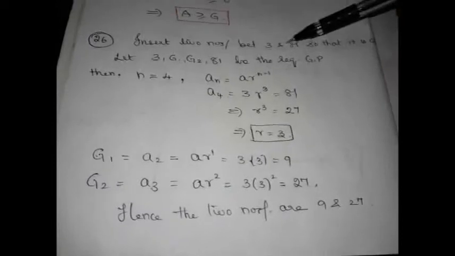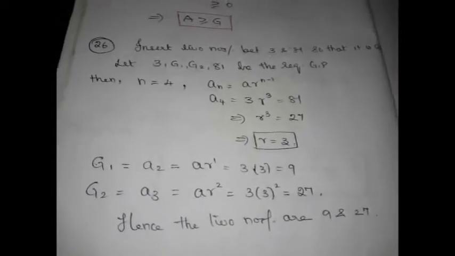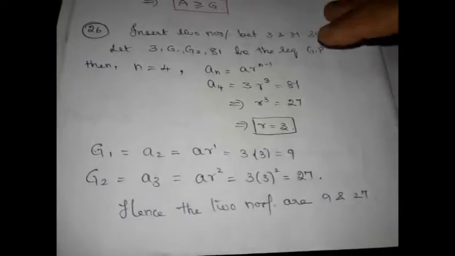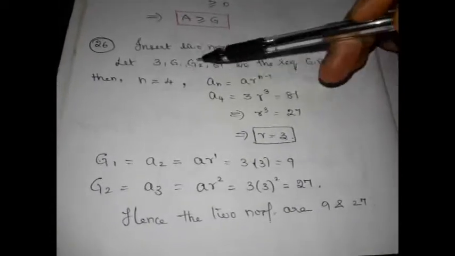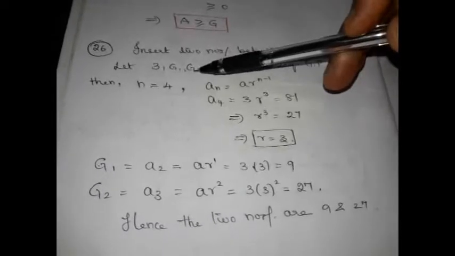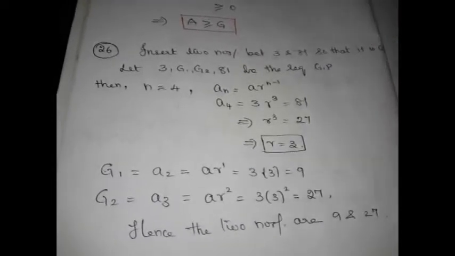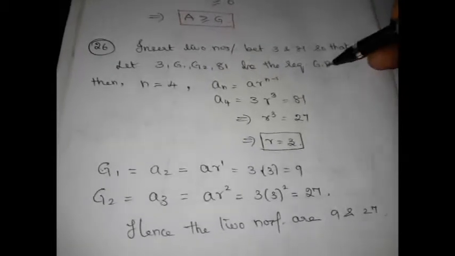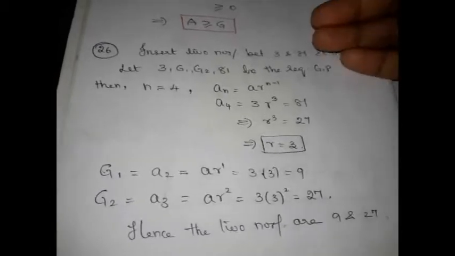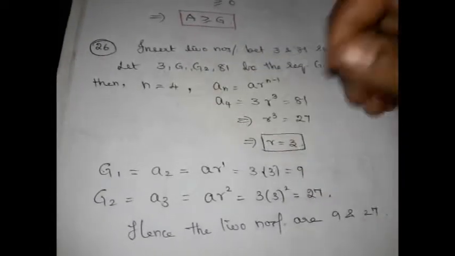The next problem is: insert two numbers between 3 and 81 so that it is a GP. The same sort of problem we have done in AM. Hope you remember. The same procedure we are going to follow here. Let 3 be the first term and 81 be the last term. In between we are going to insert two numbers that are going to be our GMs. So let us denote them as G1 and G2, be the required GP. Then we will find what is our r. Once we know the common ratio, we can find G1 and G2.